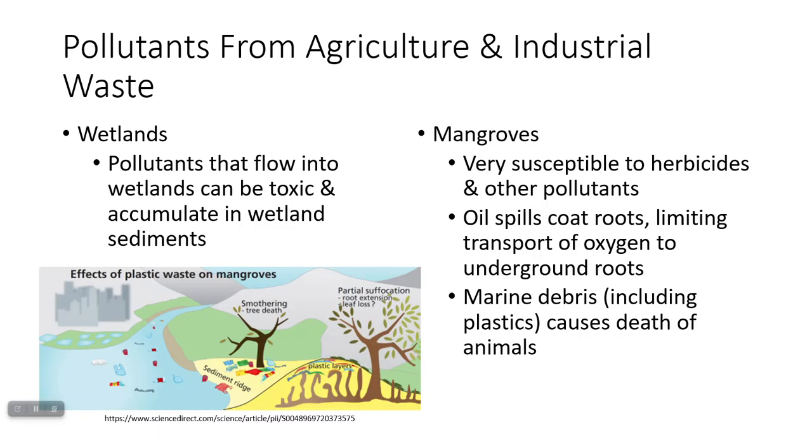Then there are pollutants that are coming in. Wetlands have water flowing through them. They're part of a river system. So any pollutants that are carried with that are going to flow into the wetland. If these are toxic, that's a big problem because they can accumulate or build up in the sediments or the dirt of the wetlands, especially since the wetlands are filtering out some of these pollutants. Mangrove forests are really sensitive to herbicides and various pollutants. If you subject them to small amounts of pollutants, it could damage them or even kill mangrove forests.